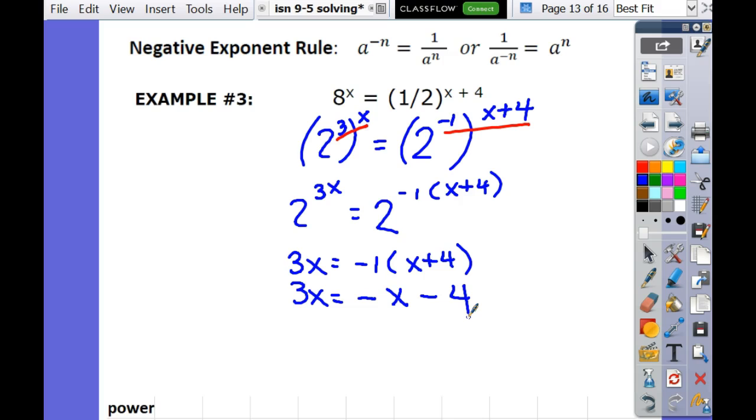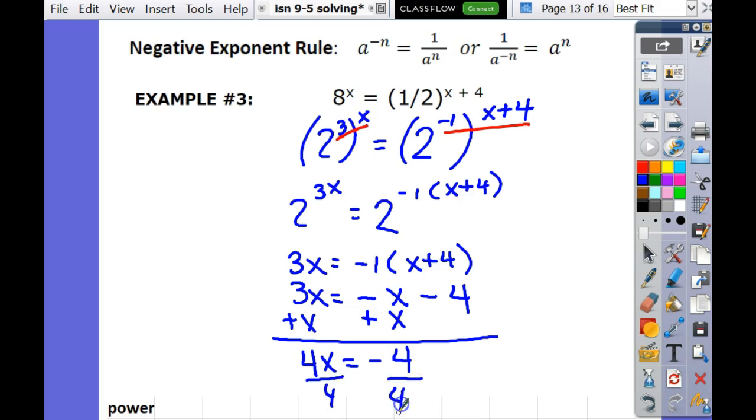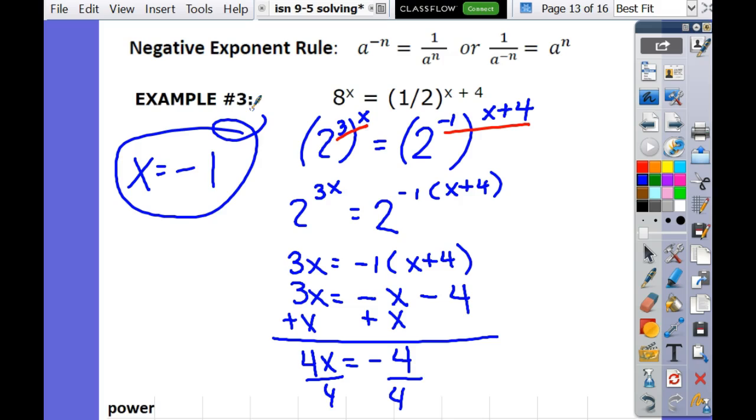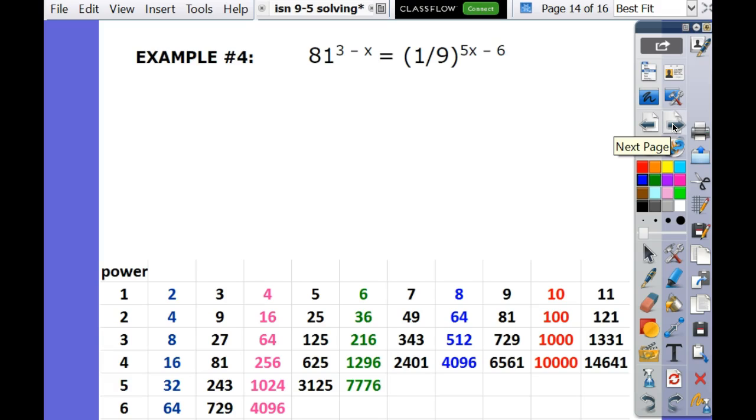In order to solve that, I'm going to add x to both sides to get 4x equals negative 4. Then what am I going to do with the 4's? And so x equals negative 1 is your answer. If you have a fraction, you change the fraction into a negative exponent. Let's try example number 4.